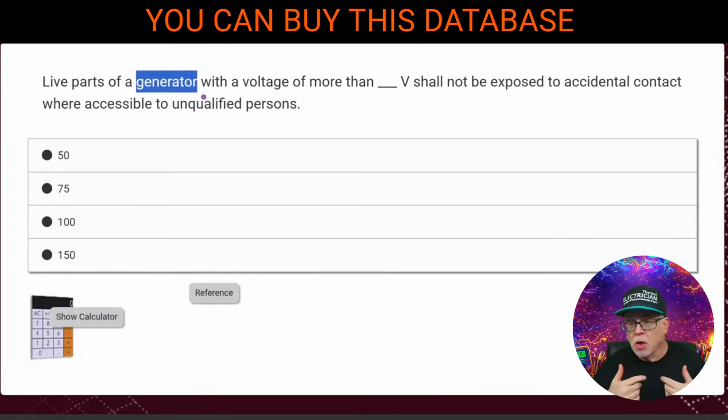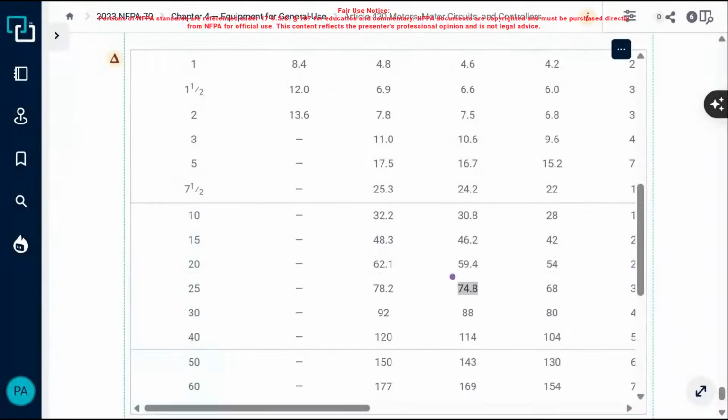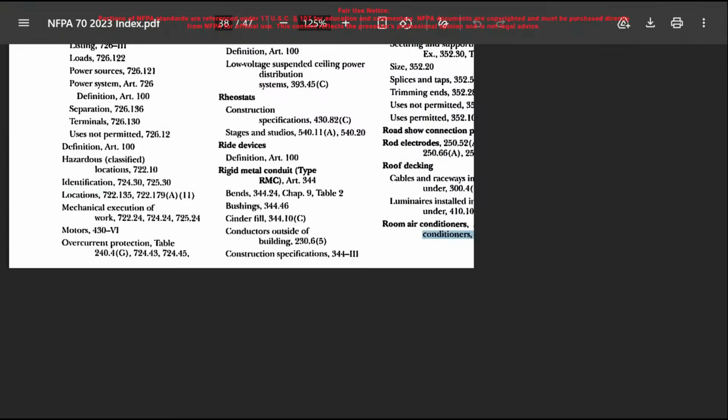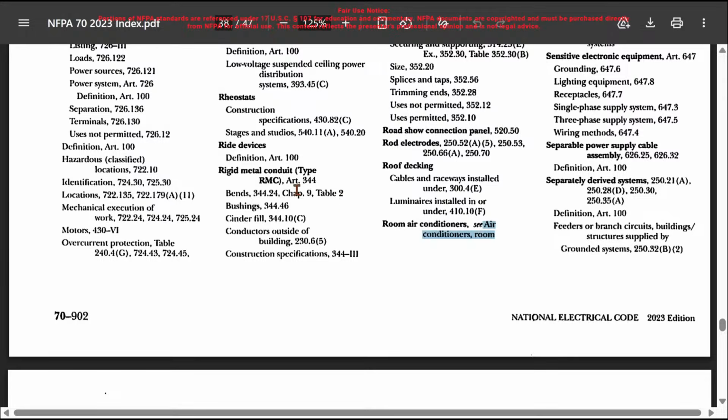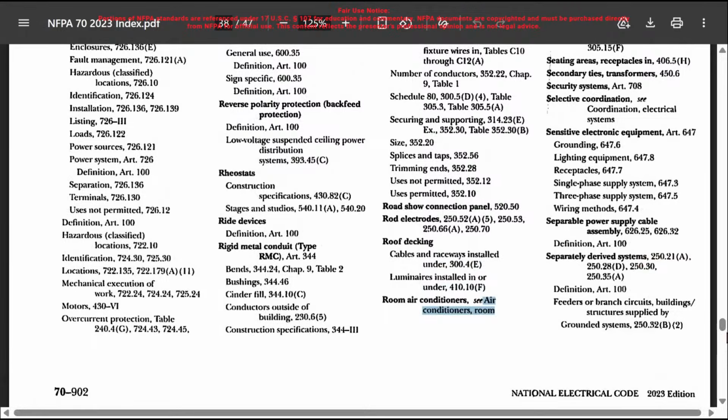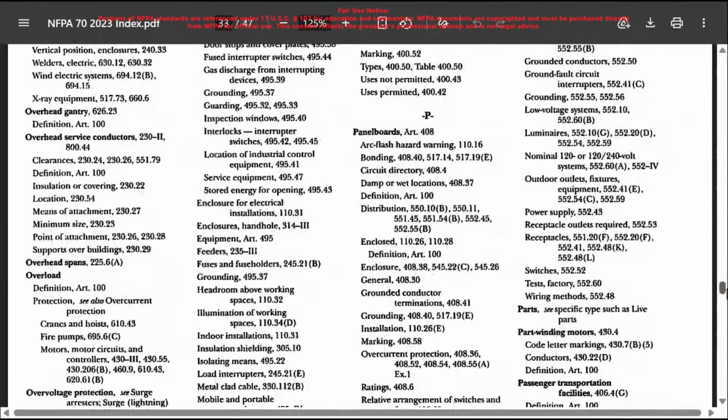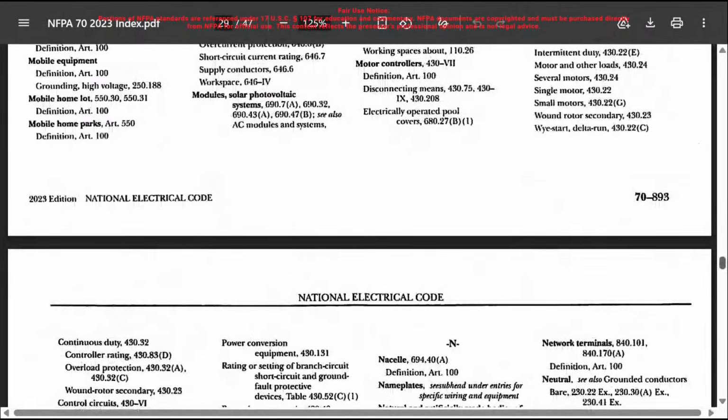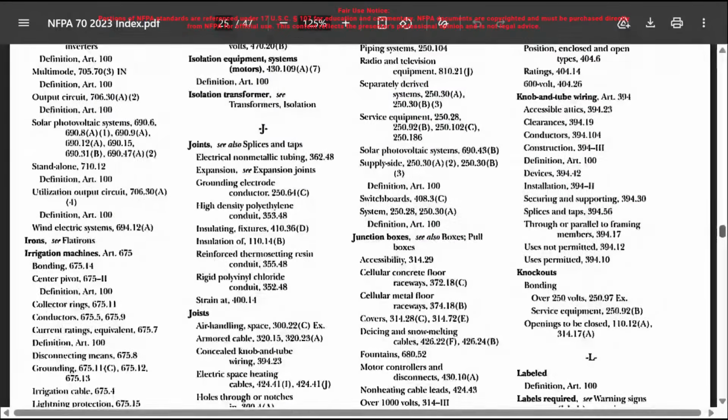Okay, now, we also can say, all right, what is it asking about live parts? So just for fun, let's go over to the NEC and say, okay, well, what if we want to look in the table of contents? Let's say we want to go under generators, okay? And let's say we didn't know. And I encourage you to look up everything, okay? This is why you're studying. It's not about how fast.